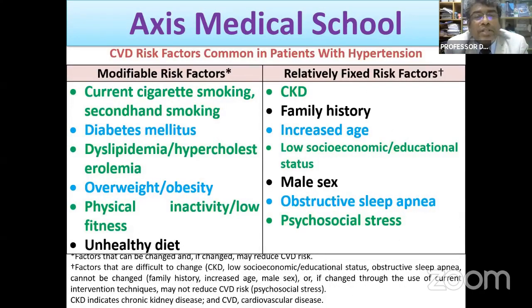And these are actually the cardiovascular risk factors, that is, risk factors for atherosclerosis also. There may be some modifiable risk factors, and there may be some relatively fixed risk factors. Modifiable risk factors means we can control these risk factors, and we can also reduce our risk of ischemic heart disease or reduce our development of the atherosclerotic plaque. So what are the modifiable risk factors?